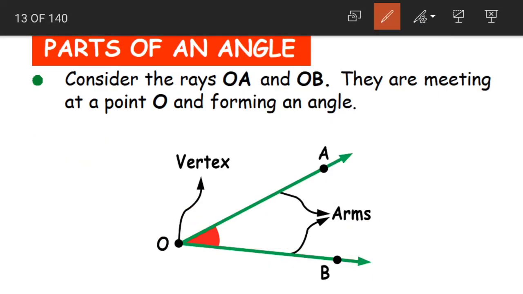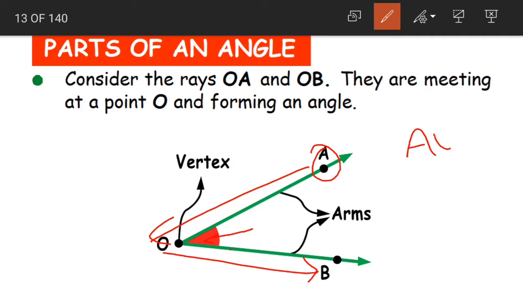Now coming to naming our angle. So what should we call this? Here the angle will be named as AOB. It can be angle AOB, children. Look at this symbol, it looks like an L. Similar to L we have this symbol, which is like a less than symbol.